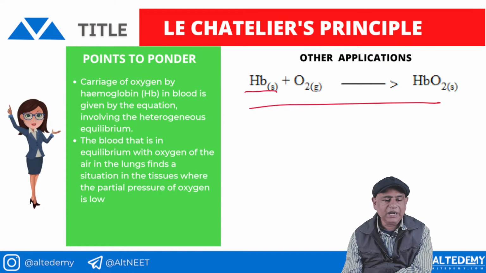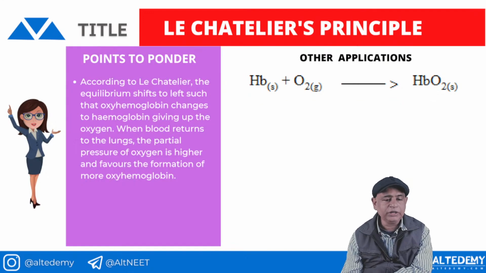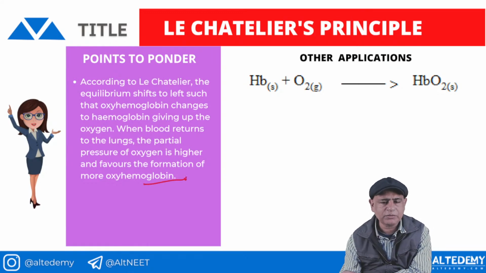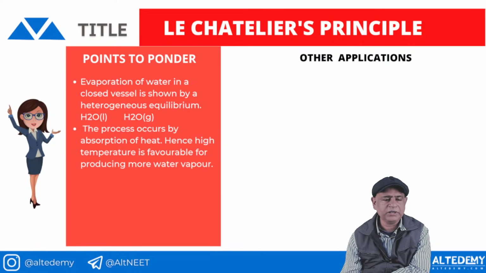The blood that is in equilibrium with oxygen of the air in the lungs finds a situation in the tissues where the partial pressure of oxygen is low. According to Le Chatelier, the equilibrium shifts to the left such that oxyhemoglobin changes to hemoglobin, giving up the oxygen. When blood returns to the lungs, the partial pressure of oxygen is higher and favors the formation of more oxyhemoglobin. Same principle is being applied.